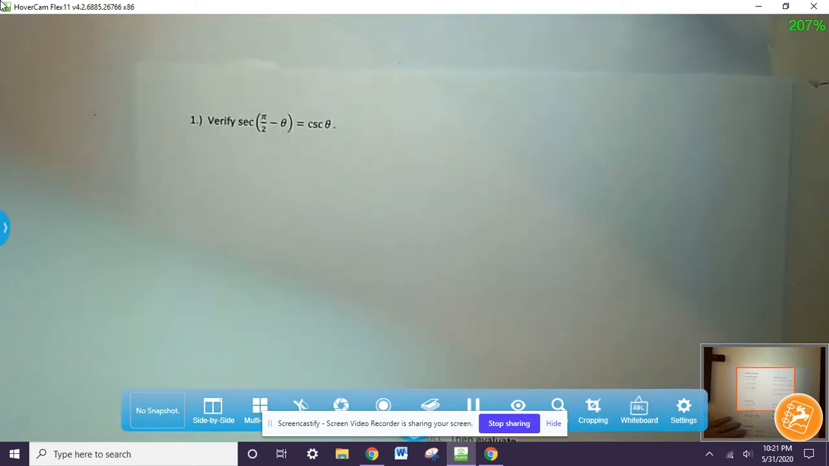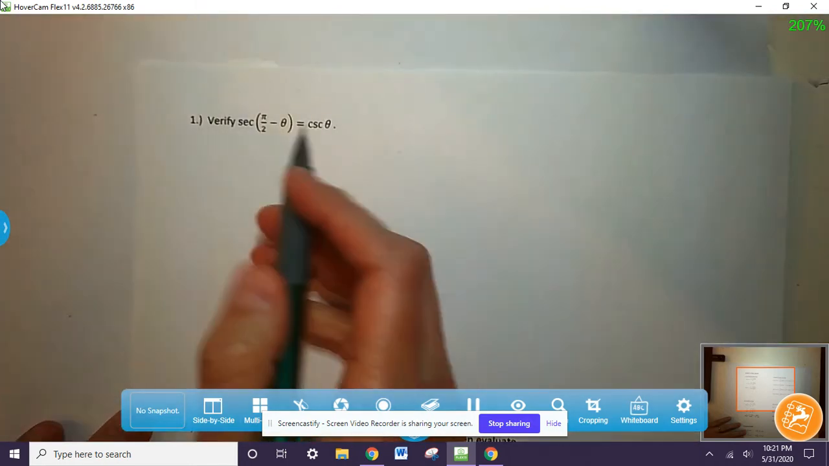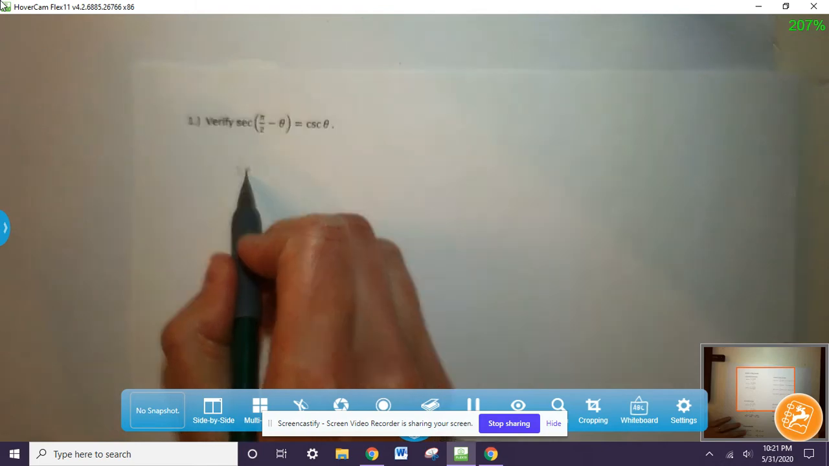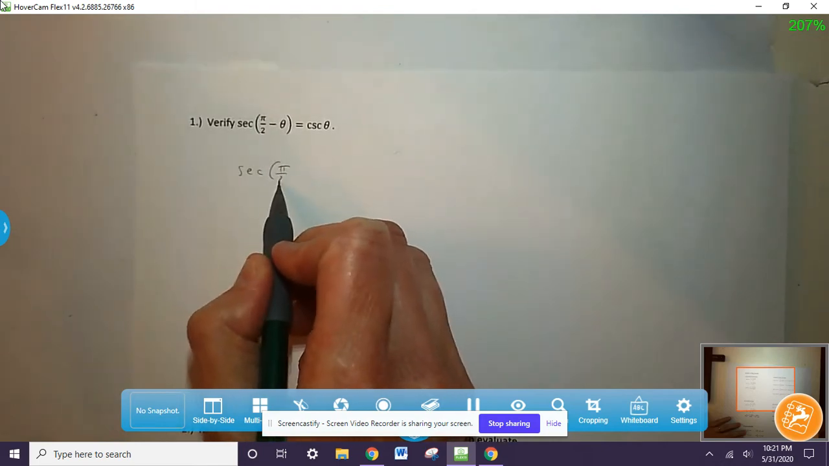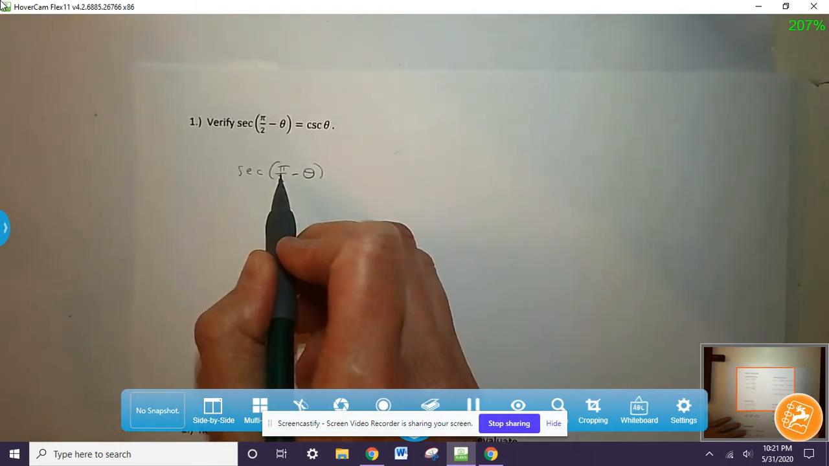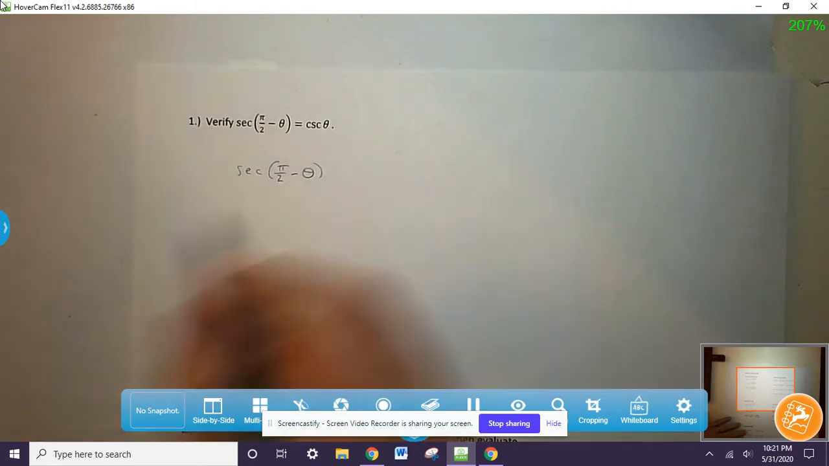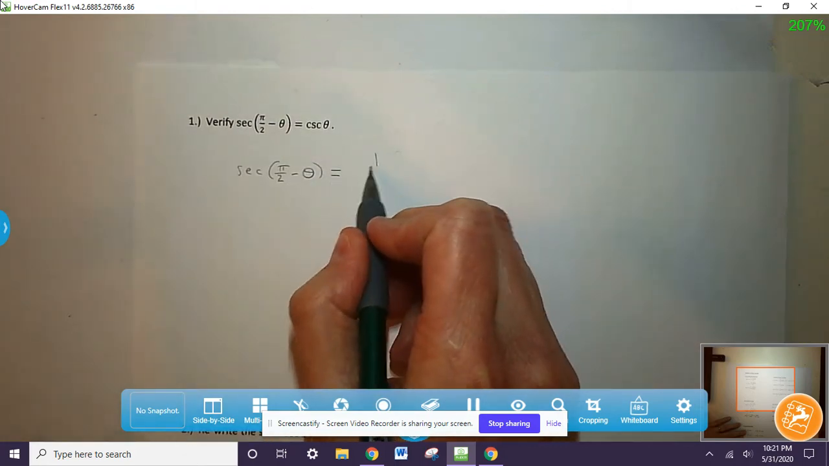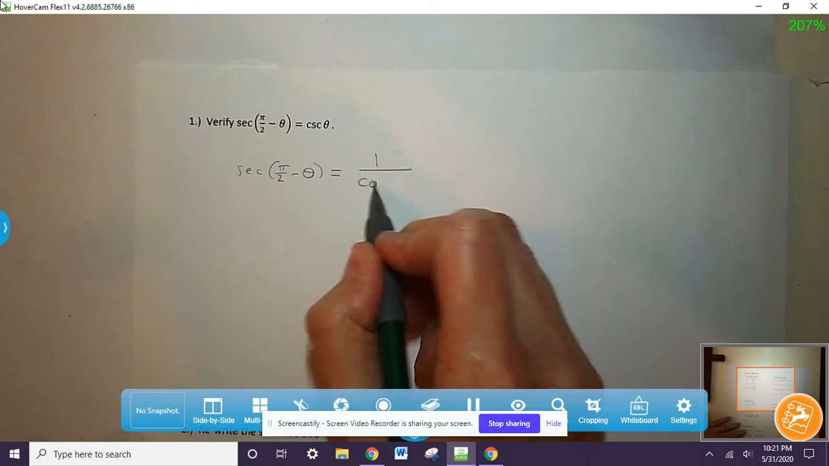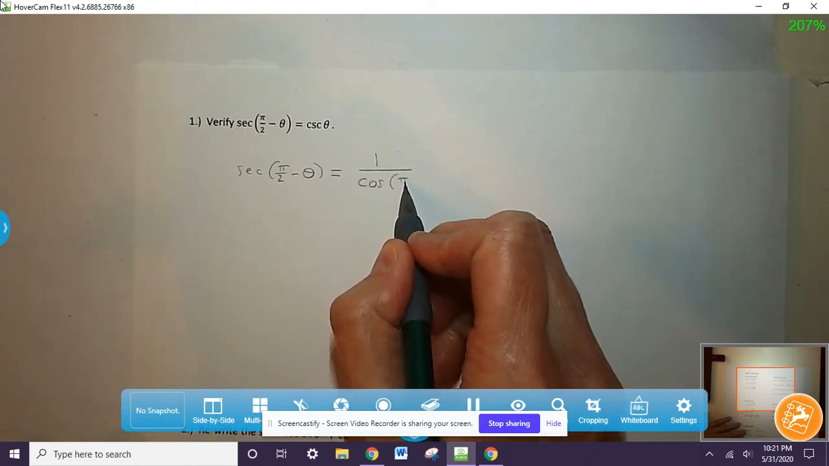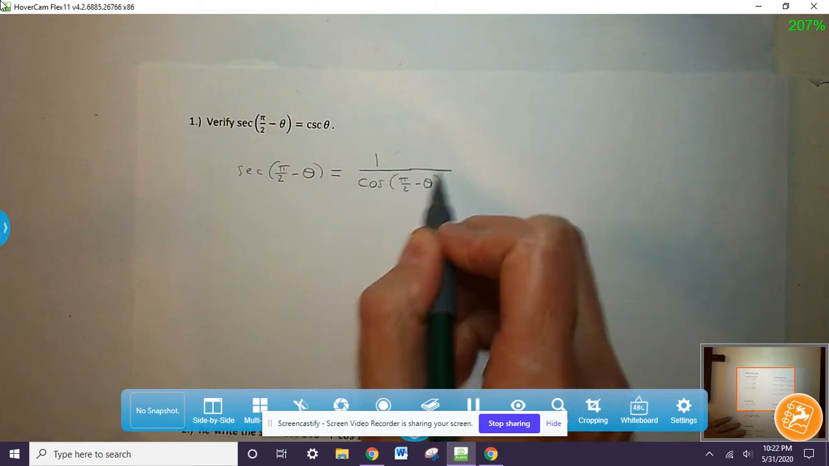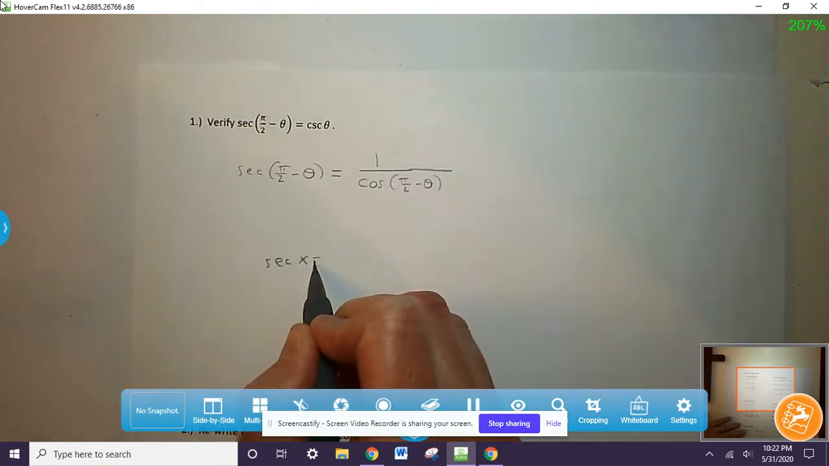Okay, so let's show that that really is an identity. So we have a secant of a difference. We do not have a formula for secant of a difference, but we do have a formula for cosine of a difference. So I'll rewrite this as 1 over cosine of the very same angle, and I'm allowed to do that because of the quotient identity.